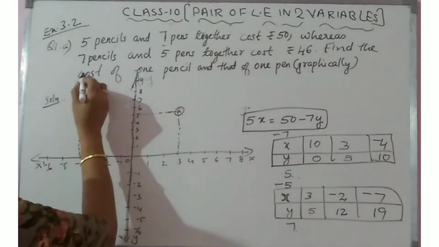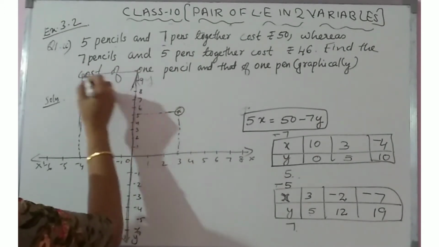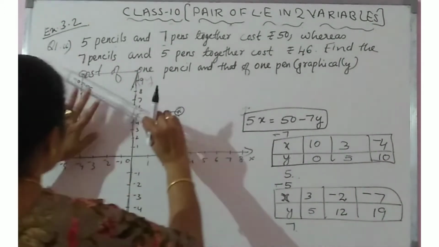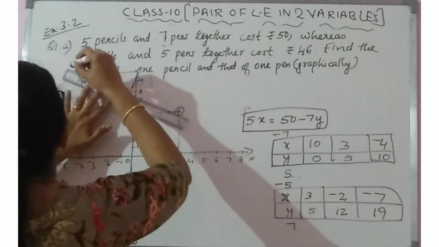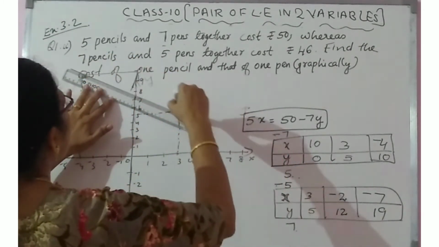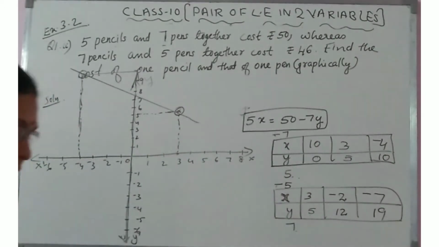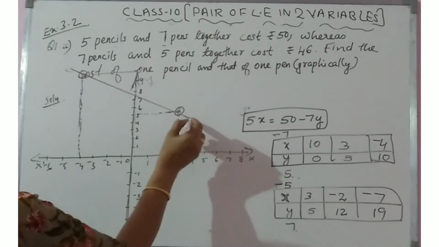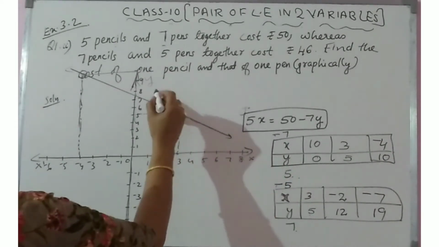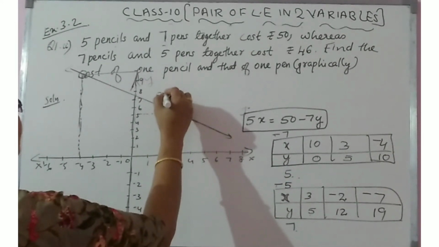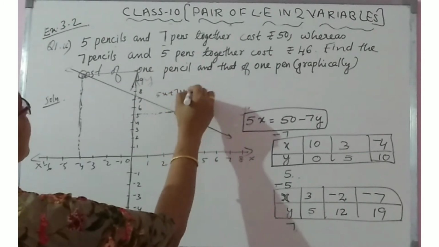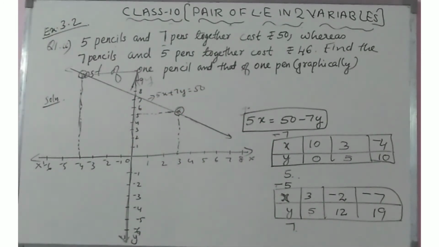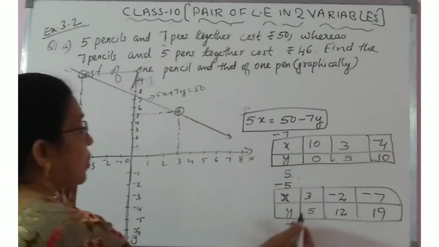Just I'm showing how to do it. So 10 means like this it will come. This is the point. So we are getting a line like this. We can draw the line through these points, and after drawing you can mark it as 5x plus 7y is equal to 50. That is the equation of this line. Write the equation there. Now we can go to the second one.